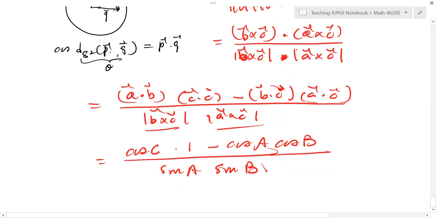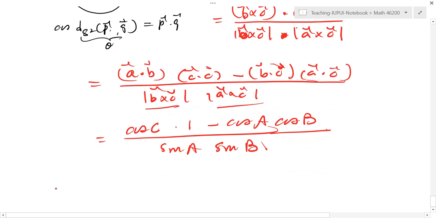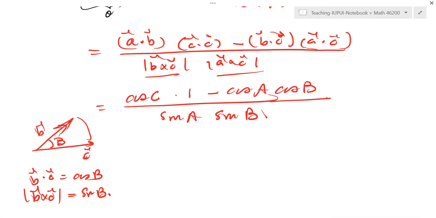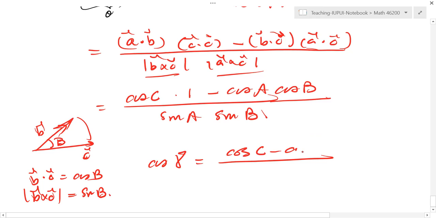The cross product, remember the cross product of two vectors, yeah, if this is B, that's C, that're both unit vectors, then this is the angle B, okay? Then B dot C is gonna be cosine B, but the B cross C norm is gonna be sine B, okay? So that's why you transfer that. So now we got a proof, we get the answer: cosine gamma equals cosine C minus cosine A cosine B, over sine A sine B.